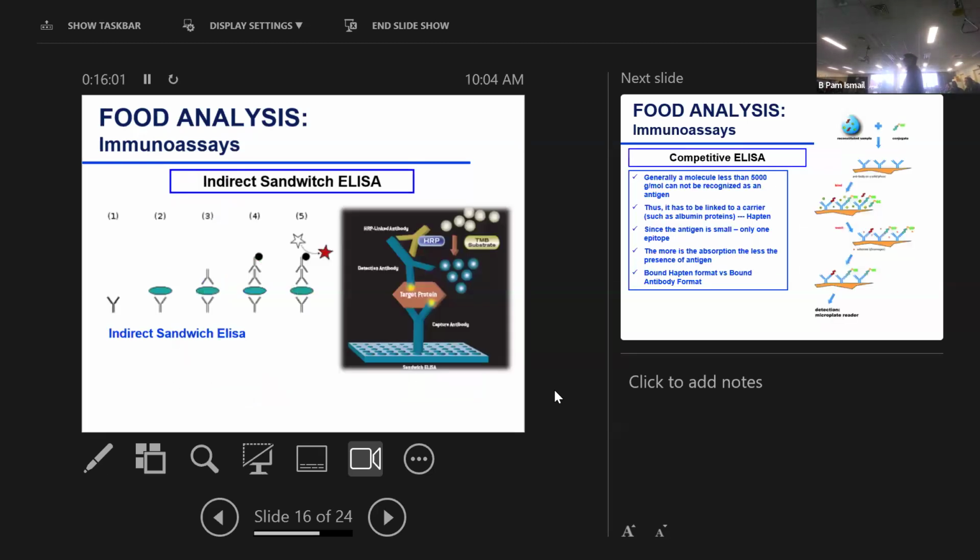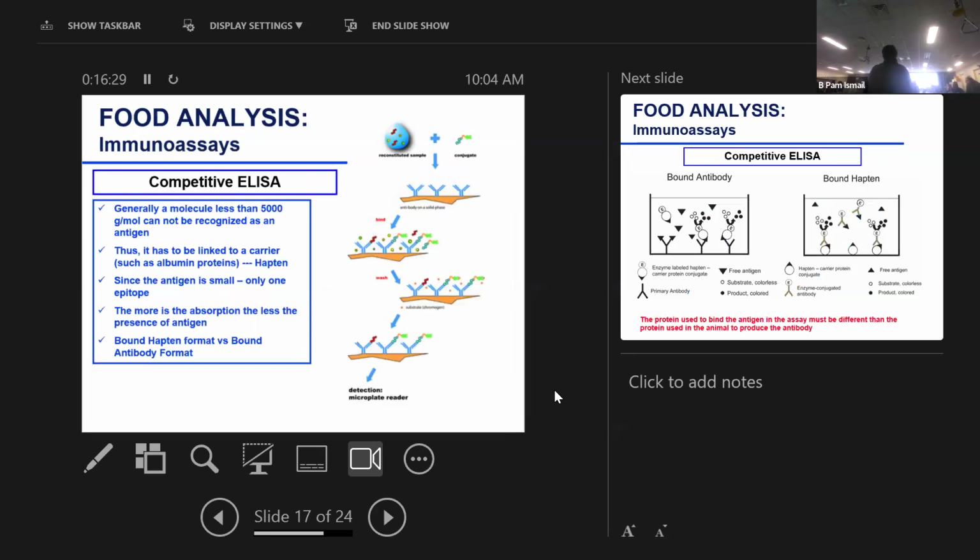This is another image to emphasize the indirect sandwich ELISA, where you buy a labeled antibody that would recognize the primary antibody. So it's just showing you another image of that with the enzyme and the substrate and all.